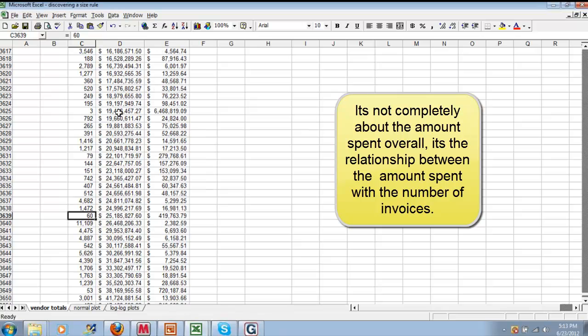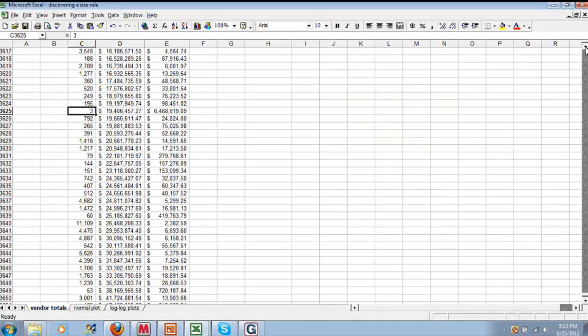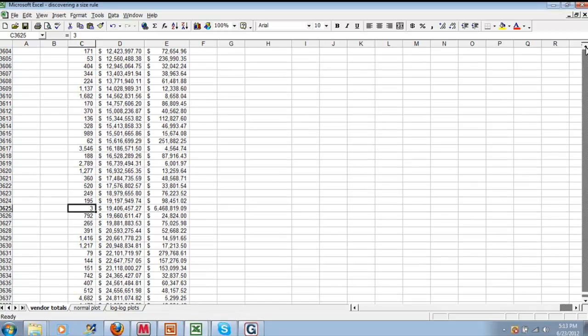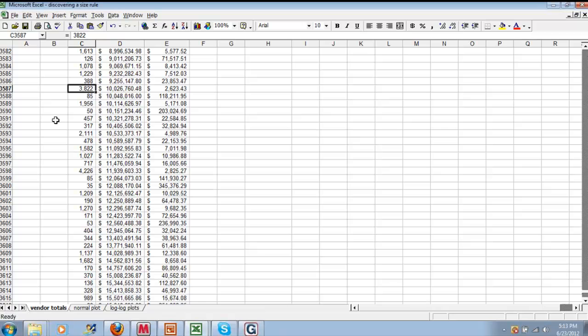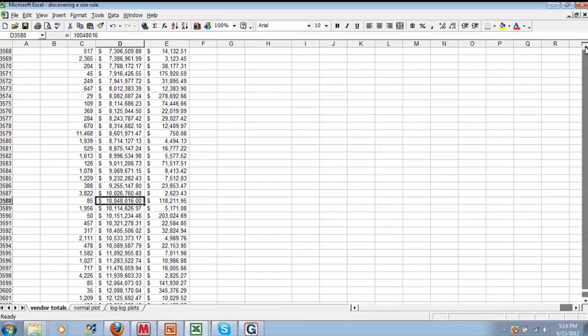Here's $19 million worth of business, 3 individual transactions. We scroll a little further. You can see it going up and down. You can see the variation. 3,800 different transactions, $10 million, 85, and 10. And this persists all the way down.